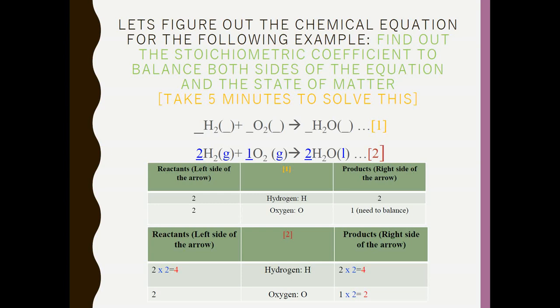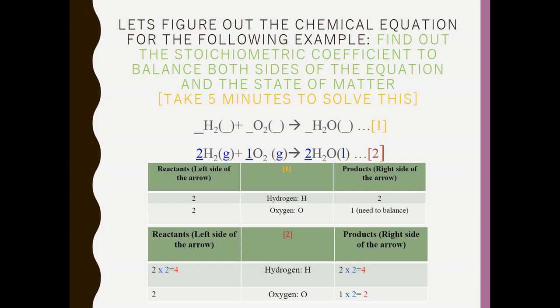For oxygen, on the left side, I have 2 oxygens, but on the right side, I only have 1 oxygen. So this is the part that needs to be balanced. Since I can only change the coefficient, on the right side, since I only have 1 oxygen, if I multiply that 1 by 2, my oxygen is going to be balanced with the left side. So I'm going to write down a 2 in front of H2O to balance my oxygen.